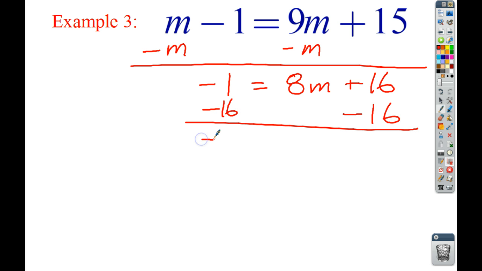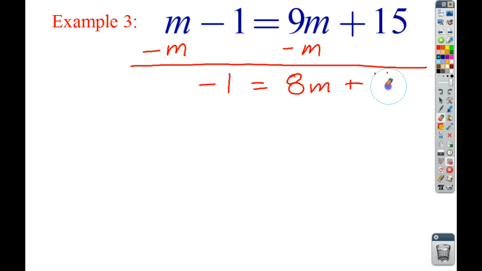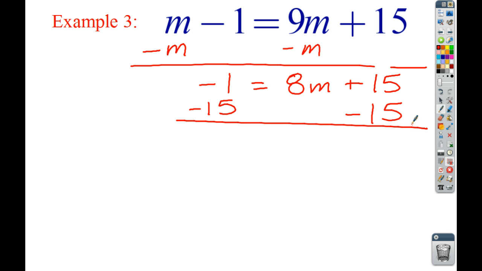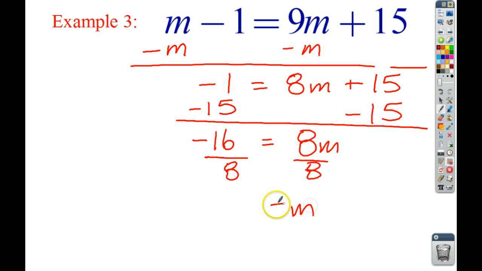Whoops, what did I do here? This should be 15, okay? All right, subtract 15 from both sides. Or add a negative 15, same idea. Get negative 16, is equal to 8m. Okay, then I'm going to divide by 8 on both sides, and I get m is equal to negative 2.